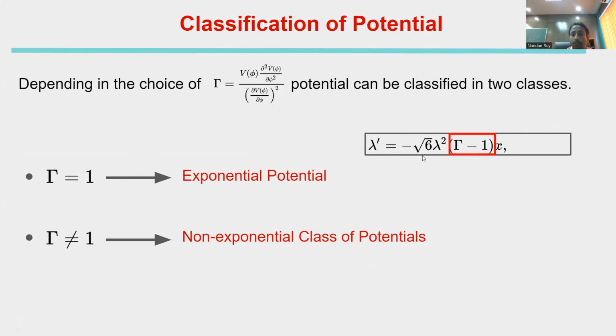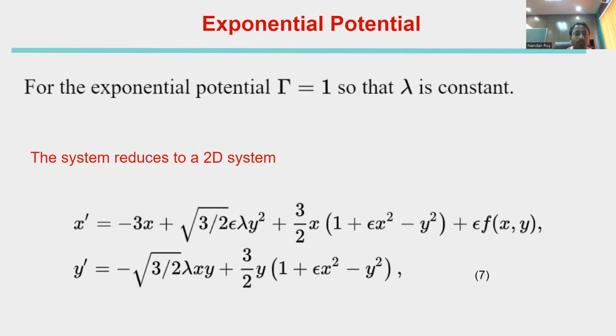So you can see for the fixed points, we have to make this one 0 and find the solution. So there are two classes, either gamma equal to 1 or gamma not equal to 1. If gamma equals 1, this is the exponential potential case. If gamma is not equal to 1, this is the non-exponential potential case. So we choose these two cases separately and study their phase space behavior.